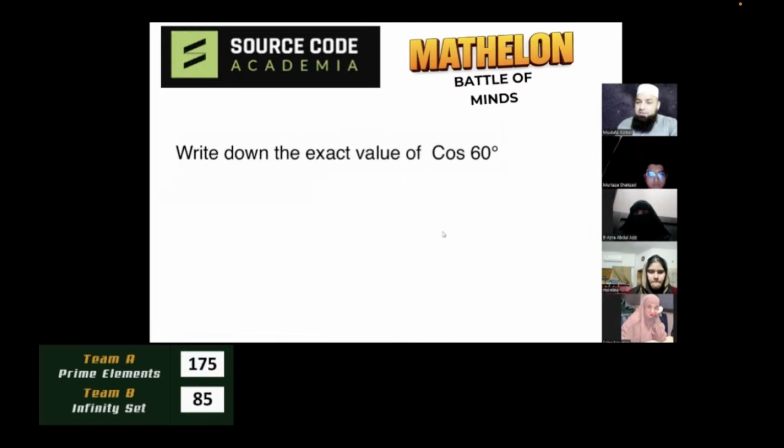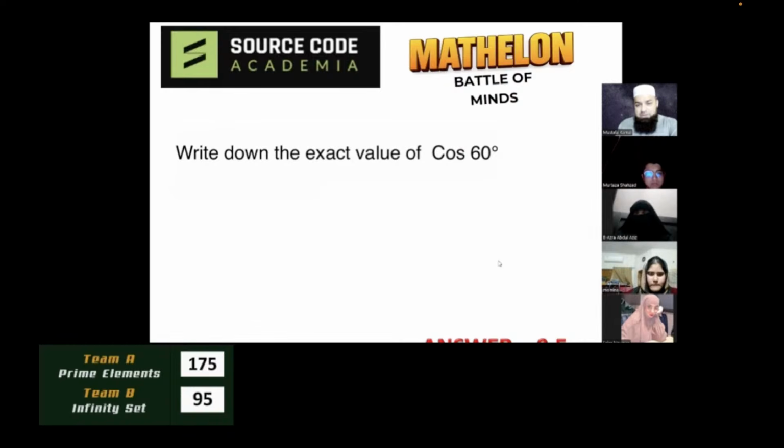Write down the exact value of cos 60. Team B, Murtaza Shehzad. 0.5. 1 by 2 is the correct answer. Well done. You can see the next question on your screen.